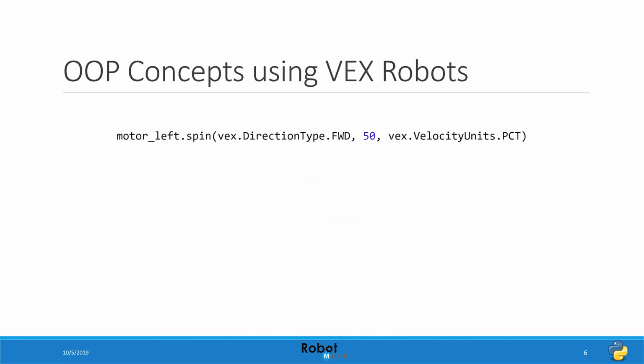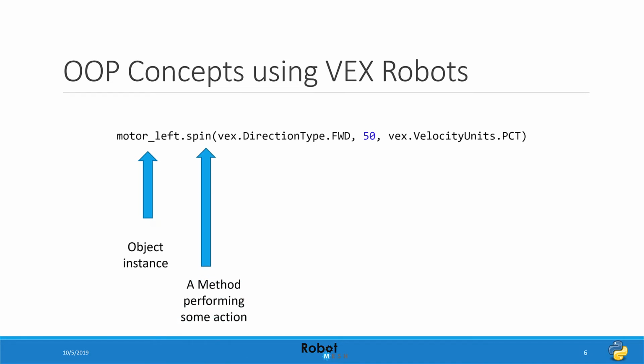Let's now look at a VEX example. Here we have the robot's left motor, the object, being instructed to spin, which is the method or action to be performed by the motor. We then pass additional data to the method as parameters, such as the direction we want the motor to spin in, which itself is another object instance, and the speed that we want the motor to turn.